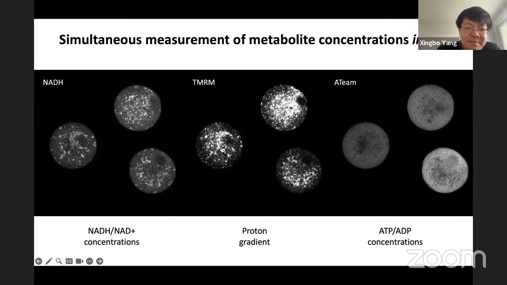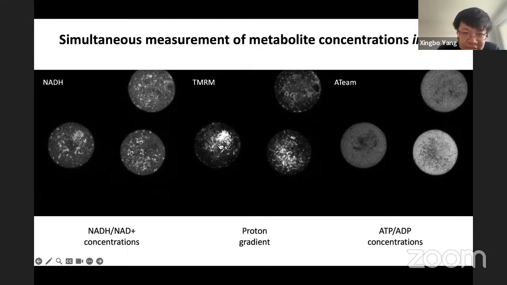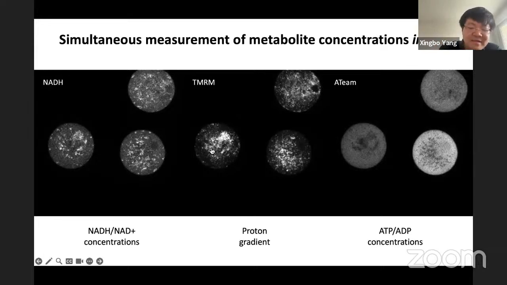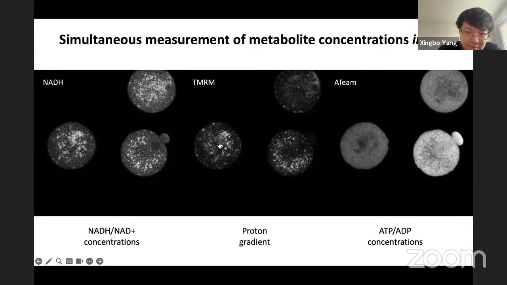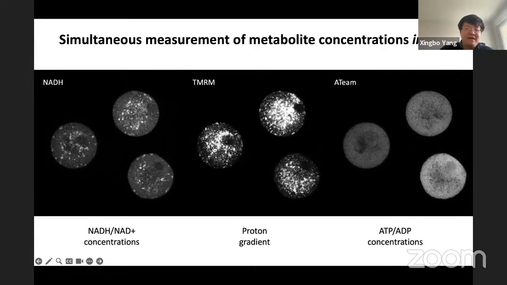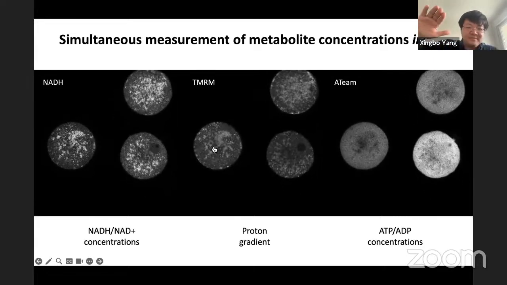Okay, so TMRM, look at this. So here you can see depolarization right here. It happens in a split second. Right, this is basically the steady state. This is depolarized. Right, you see it kind of become more homogeneous.